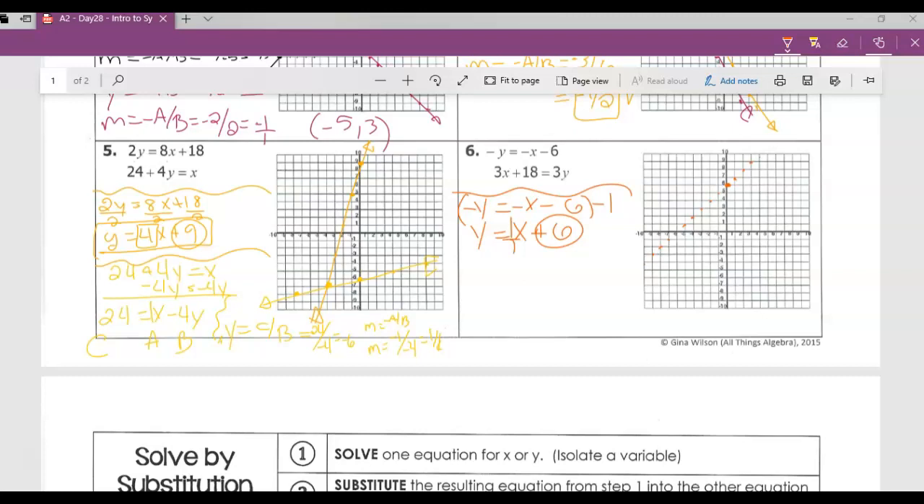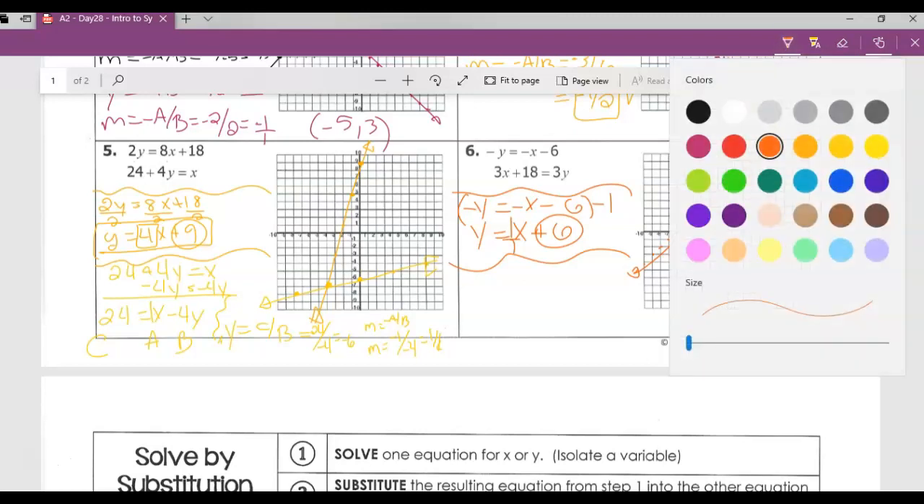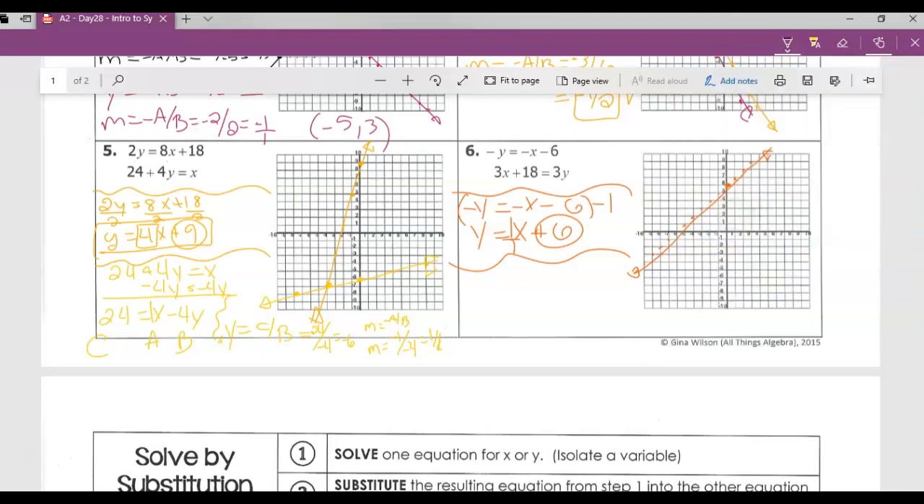And let's graph this. That was horrible. But yours will look a lot better because you're using your IDs or a ruler. And our second equation, 3x plus 18 equals 3y. All three terms can be divided by 3. This 3, this 18, and this 3 can all be divided by 3. So I'll go ahead and divide each one by 3 to make it easier. And I get a single x plus 6 equals y.